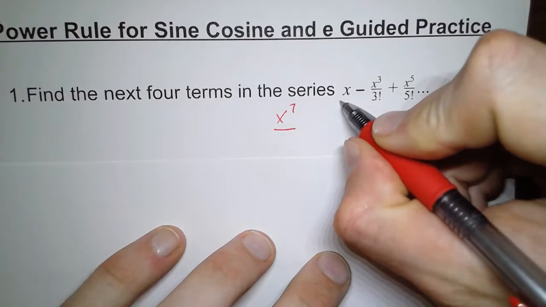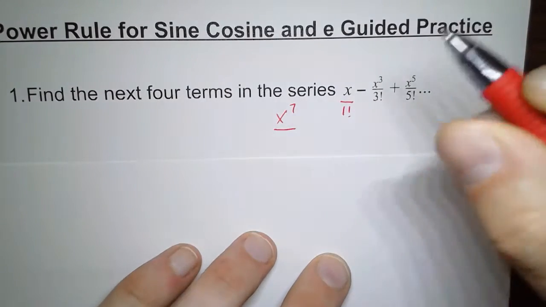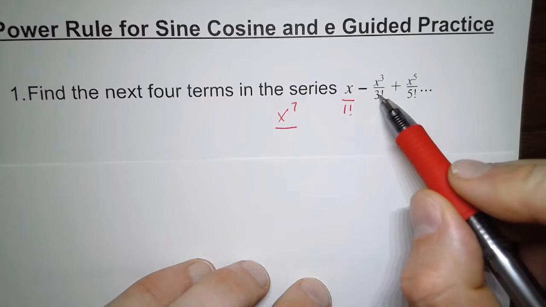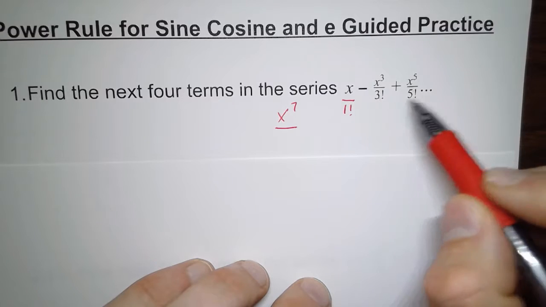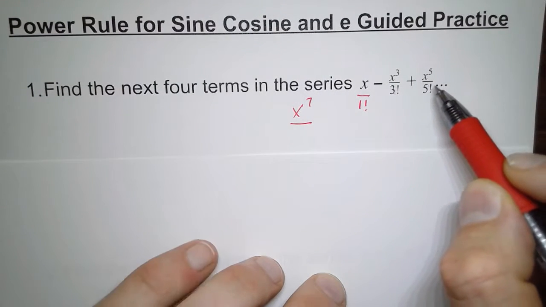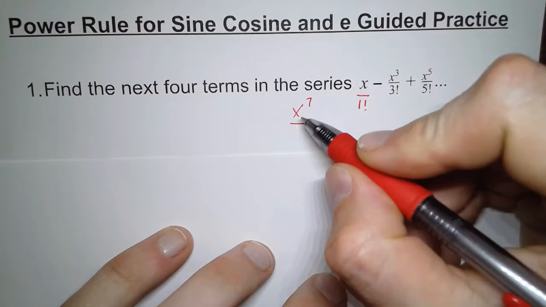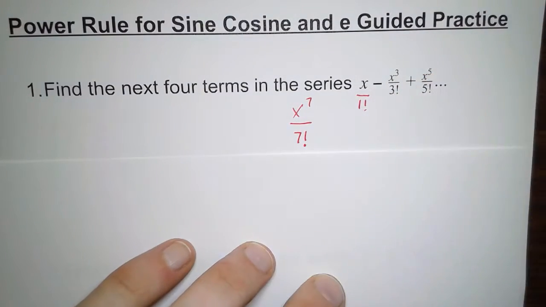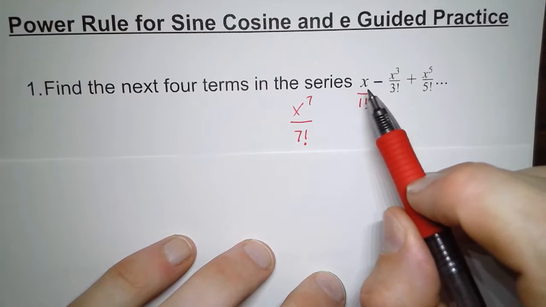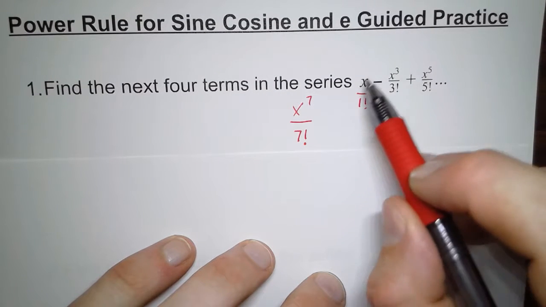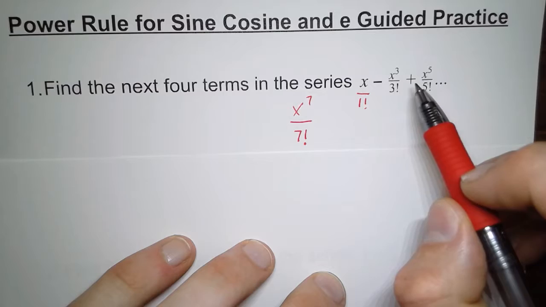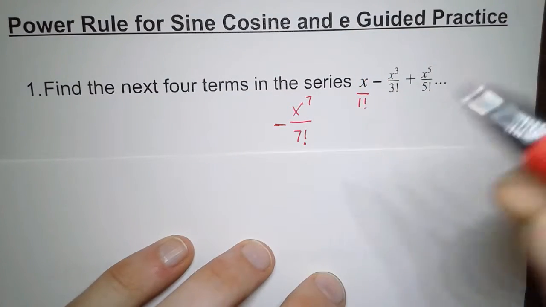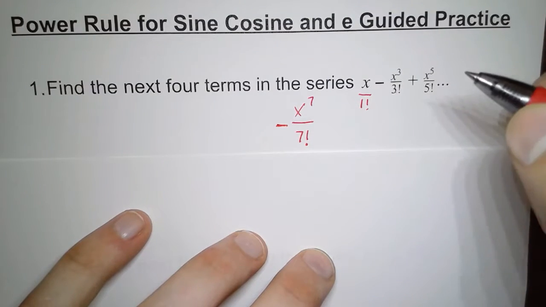Now, if you think about it, what is 1 factorial? Well, it's just 1 times itself because there's no number lower than that. Whereas 3 factorial is 3 times 2 times 1, and 5 factorial is 5 times 4 times 3 times 2 times 1. And so here we have x to the 7th on top, so we're going to have 7 factorial on the bottom. Now, the other thing to keep in mind is that this term is positive, this term is negative, then this term is positive. So the next term here is going to be minus x to the 7th over 7 factorial.